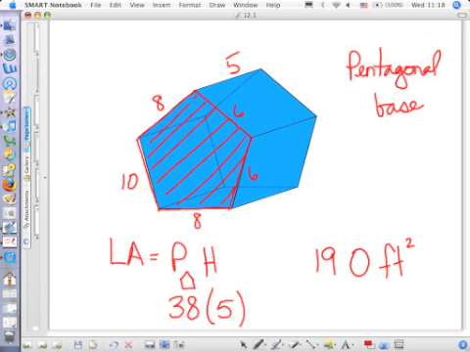Yeah. What's it going to say if it asks for the lateral area of just one side? It's not going to call it the lateral area. Okay. The lateral area is the area of all the sides.